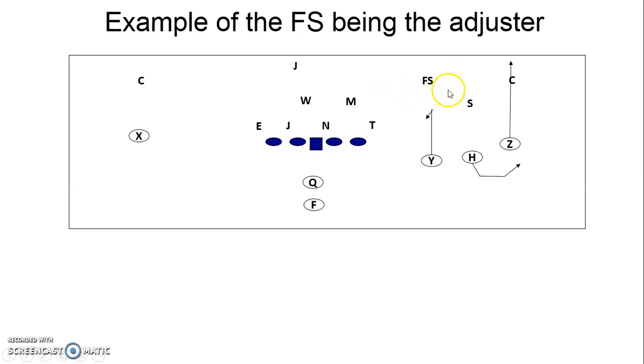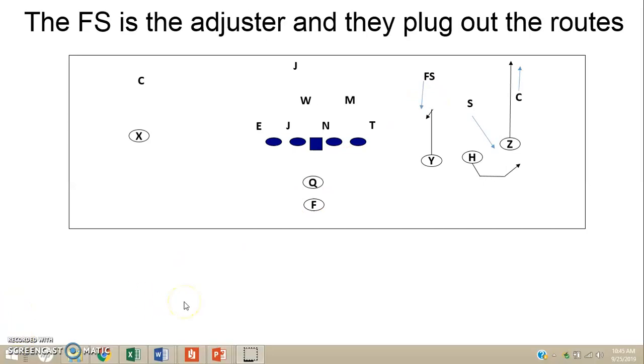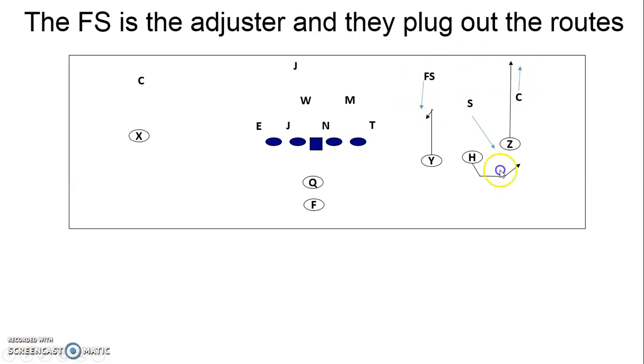But today we're just going to deal with the adjuster being number 3. All right, here we have the trips adjustment being number 3. The free safety is the adjuster. He's coming down, and they do what I call plug out the route. So they plug the corner into the deep route, the overhang Sam linebacker into the bubble, and they begin to plug the free safety further and further down.